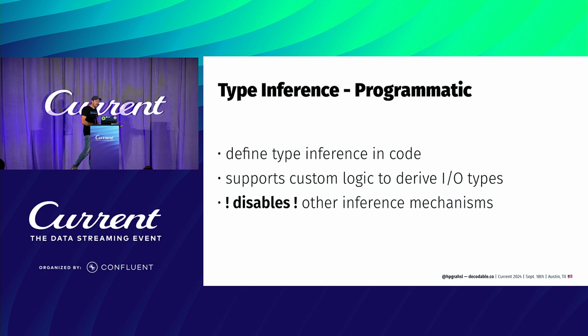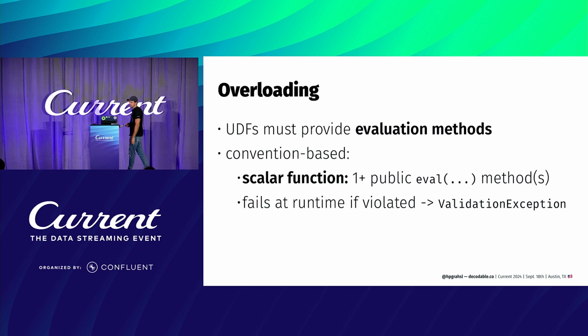An important aspect to remember in that regard is that as soon as you do that, the other mechanisms are effectively disabled. A few words about overloading. So we just saw examples with a single evaluation method, and this is for scalar functions in Flink by convention also the bare minimum that your class must provide. So one public eval method, otherwise you get a runtime error.